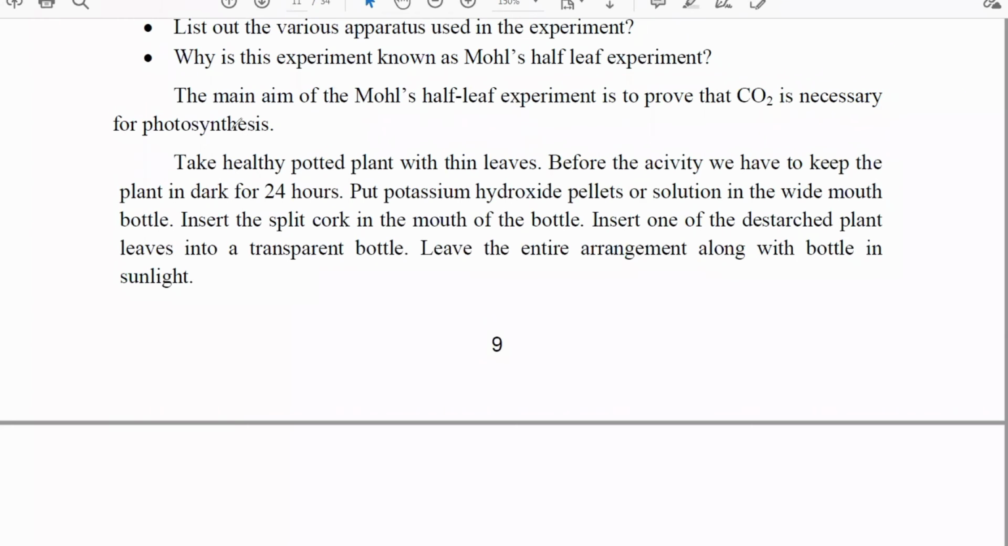So let us take a healthy potted plant with long and narrow leaves. Already I said, before the activity you have to keep the plant in the dark for 24 hours. So this is most important. There is a question: why should we keep a healthy potted plant in a dark room before conducting the experiment? It means the leaves are free from starch.